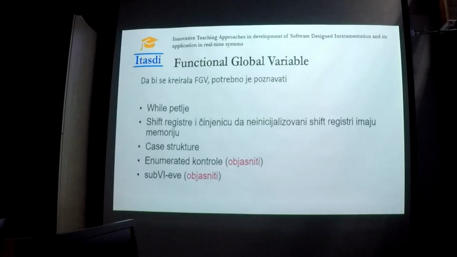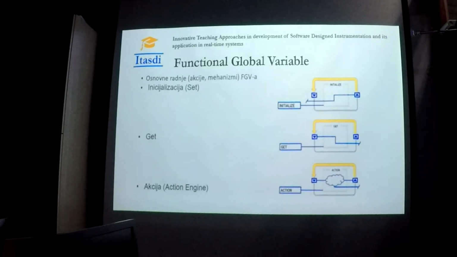So that control will be used to tell our code exactly which state it will go to. And a sub-VI is like a regular VI, as you know, and it can be called up from some other VI. We just have to mark the terminals which should be inputs and outputs, and so on and so on. So we will now go through some basic actions or mechanisms of a functional global variable.